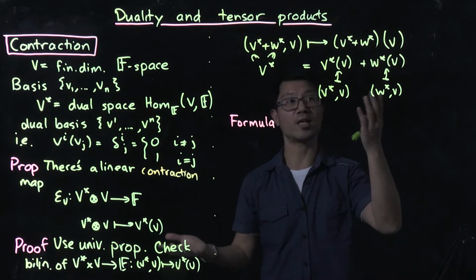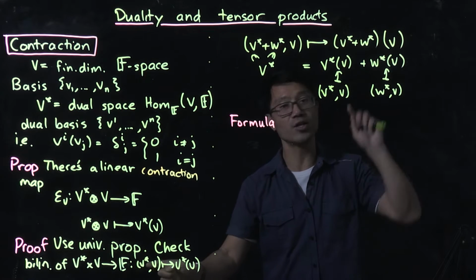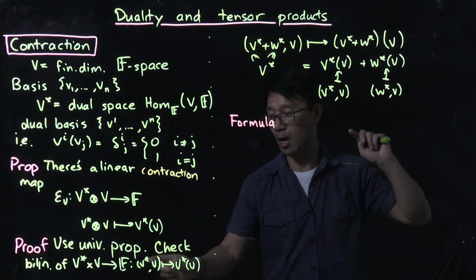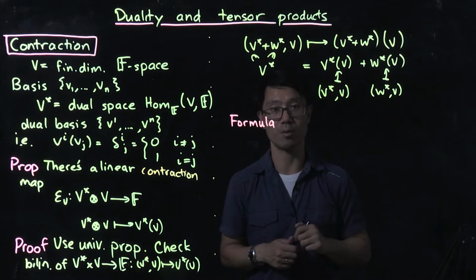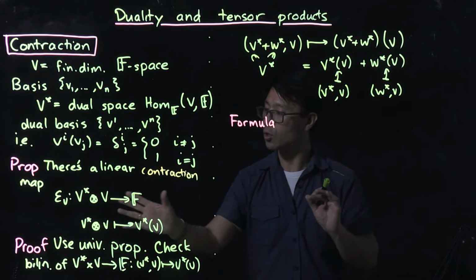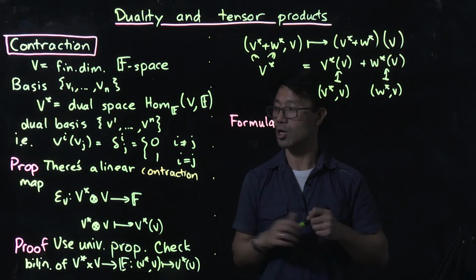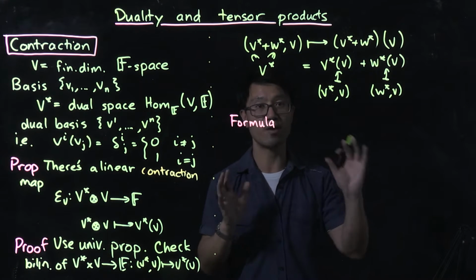Okay, so that's to check that this map preserves addition in this first variable, and you can similarly check that it preserves scalar multiplication in that first variable too. So that's great. And what I want to do now is show you some examples of this contraction map. So let's suppose the V and the V star have a very special form.